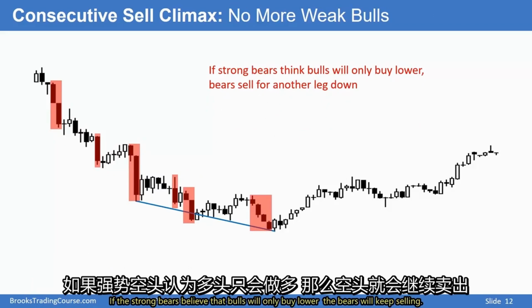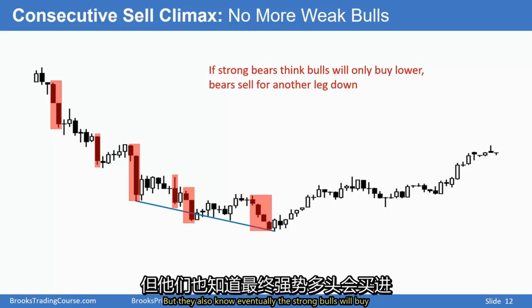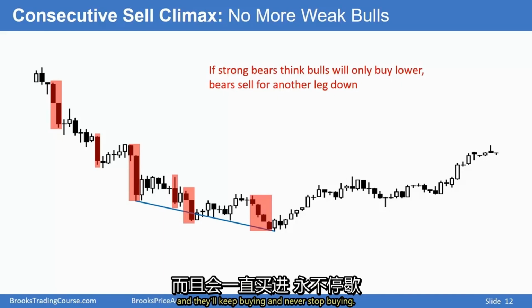If the strong bears believe that bulls will only buy lower, the bears will keep selling. They expect another leg down. But they also know eventually the strong bulls will buy, and they'll keep buying and never stop buying.